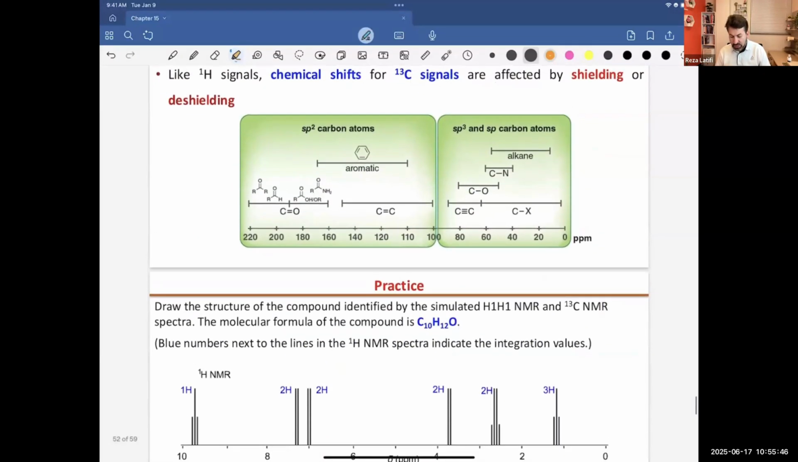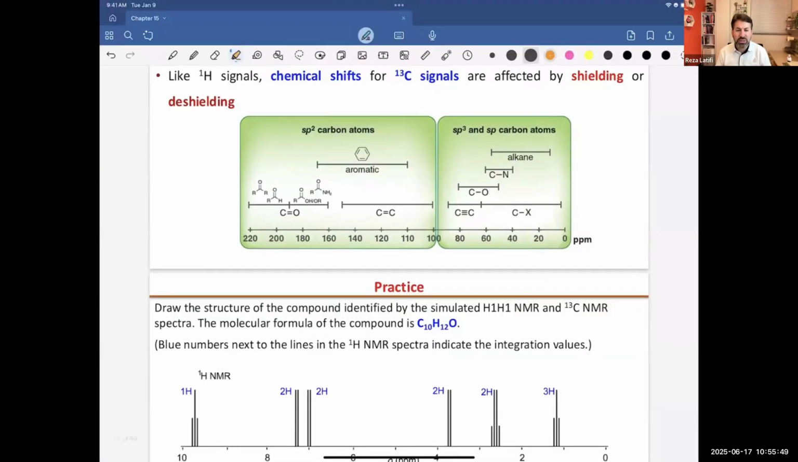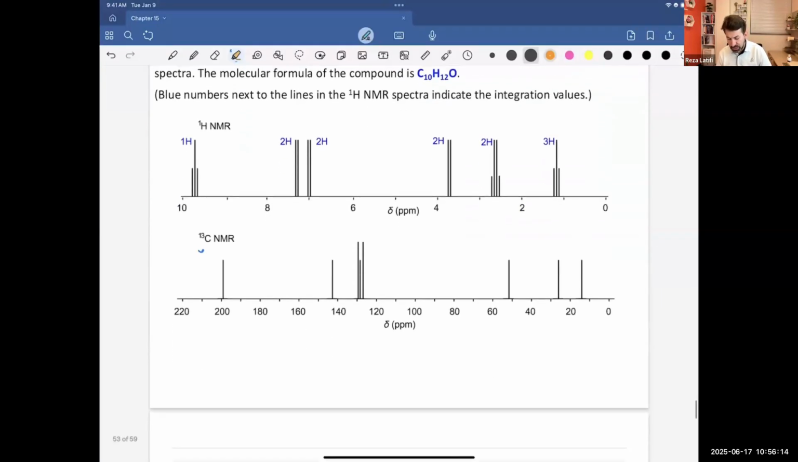Similar to hydrogen NMR, you will be provided with the chemical shifts of the common functional groups. This will be provided to you during the exam, so there's no need to memorize it. But I highly encourage you to practice it, and it's not a bad idea to make yourself familiar with them, similar to the hydrogen chemical shifts. Okay, let's practice some examples.